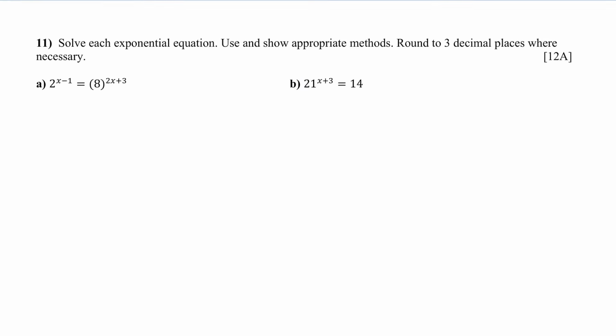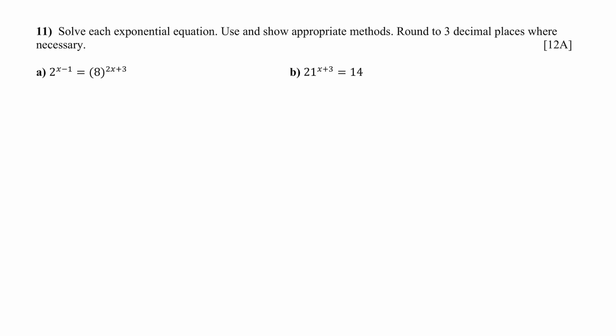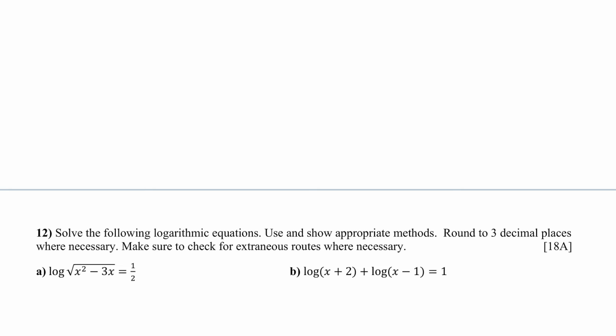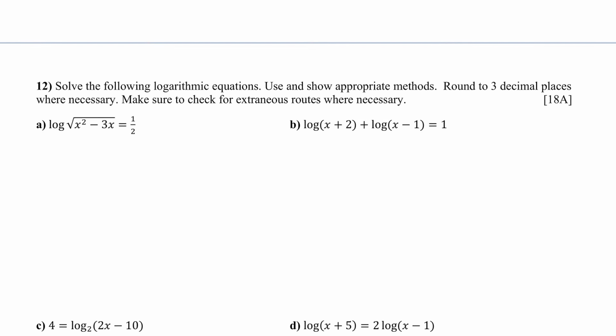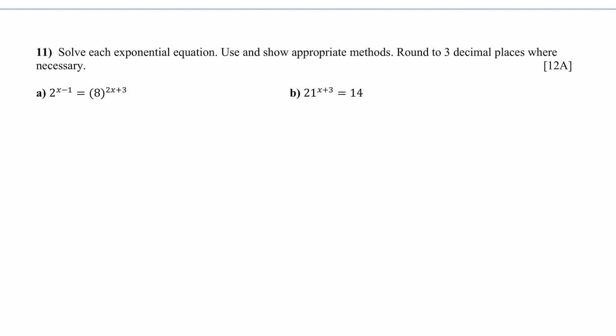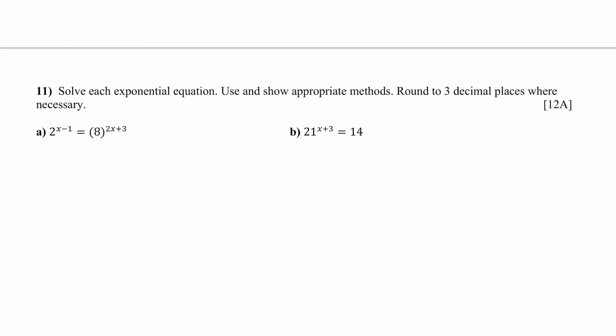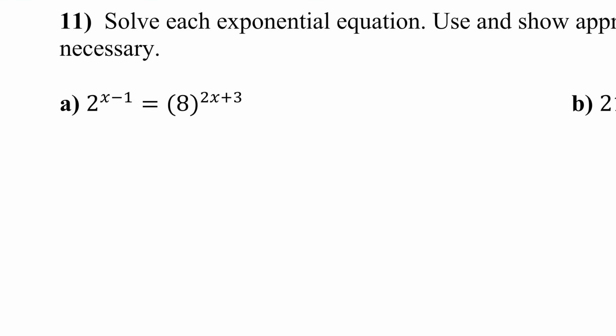Moving on to question 11. We just have two questions left on this test. We have to solve some exponential equations, and then question 12, we have to solve some log equations. So back up to 11, let's solve these four exponential equations. It says, show appropriate methods and round to 3 decimal places where necessary. This first exponential equation, since I have a power equal to a power, the most appropriate method is to try and rewrite those powers with the same base.